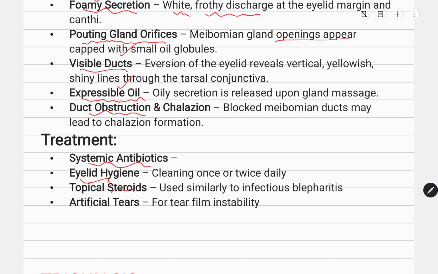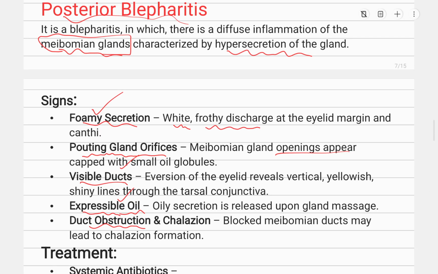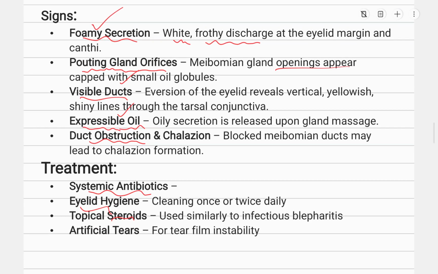Okay, because the tear film of the eye is mainly produced by the meibomian glands. In this case, the meibomian gland function is disrupted, so we have to give artificial tears, because the normal tears are affected. They are not produced normally because of the dysfunction of this gland.